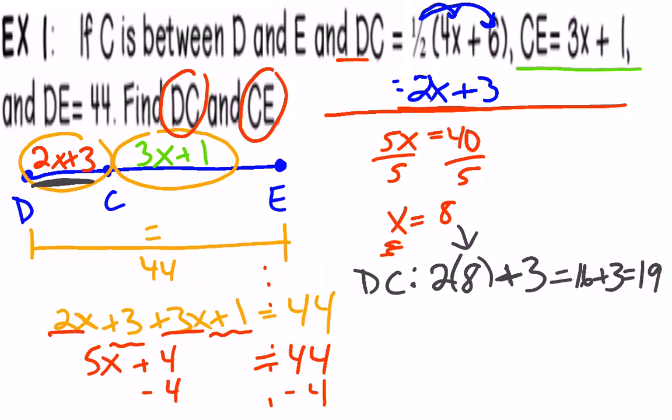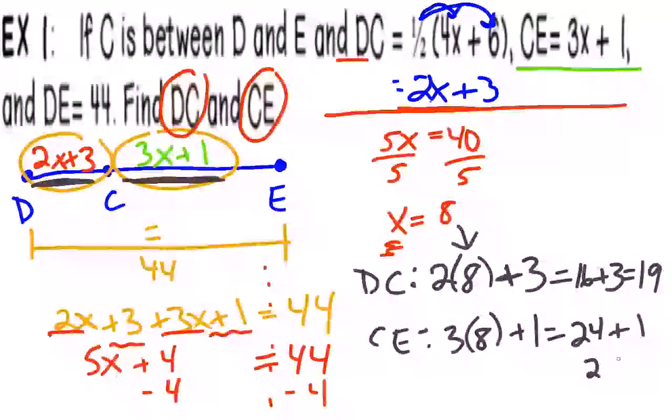The next thing it wanted was CE. So CE was 3 times x, which is 8, plus 1. So that's 24 plus 1, which is 25. So I had 2 answers for that problem. Always make sure you answer the actual question.